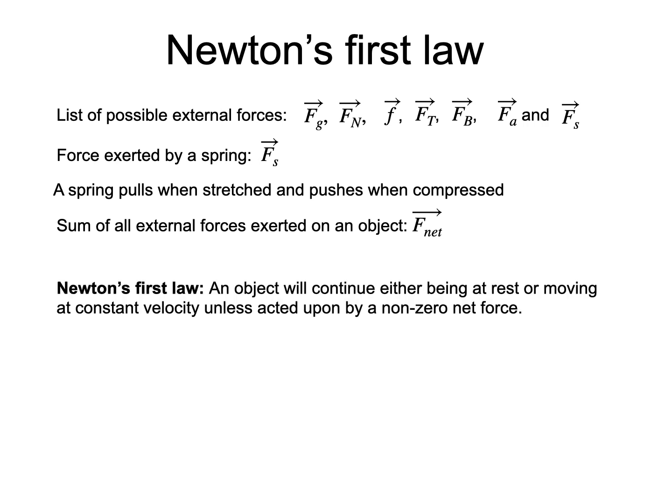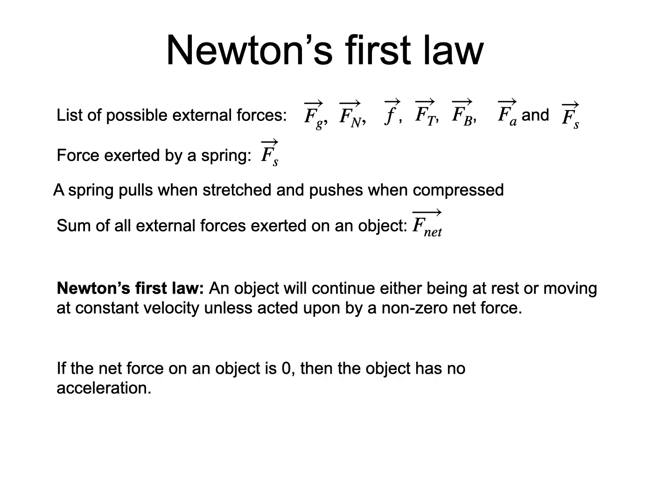An object that stays at rest or is moving at constant velocity is simply not accelerated. So the first law can also be expressed this way. If the net force on an object is 0, then the object has no acceleration. In an even more concise way, we can say that if and only if F net is 0, then a is also 0. Having no acceleration does not mean that there are no forces exerted on the object. It means that all the external forces have cancelled each other out.